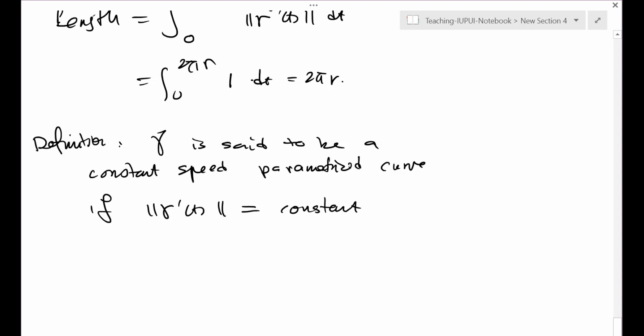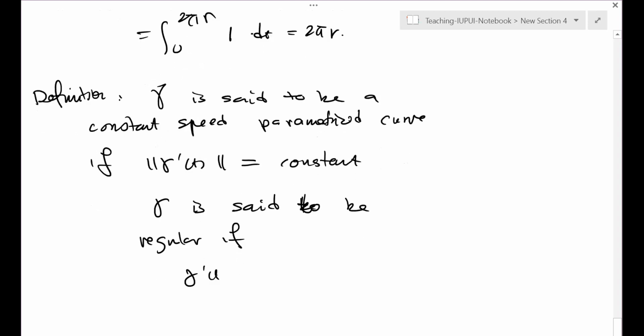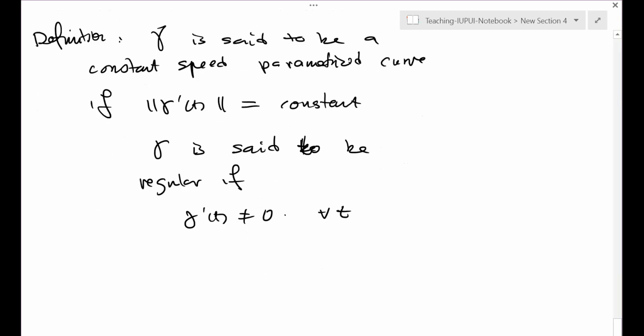Right. And gamma is said to be regular if gamma prime never be 0, for any t. Right, so all our parametrization is smooth, and then we're going to talk about reparametrization.